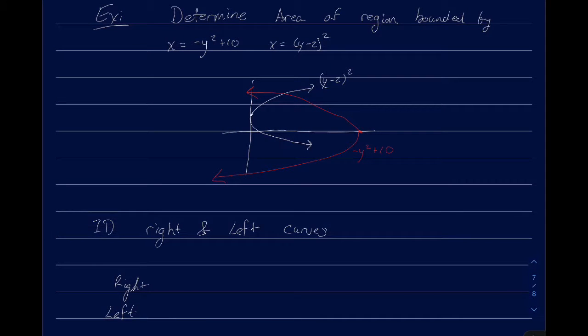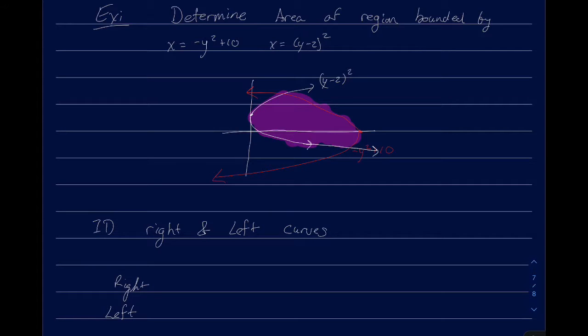For our final example, let's determine the area of the region bounded by x equals negative y squared plus 10 and x equals (y minus 2) squared. So I've graphed it a little bit. We can extend out one of the parabolas. So the white parabola is (y minus 2) squared, and the red parabola is negative y squared plus 10. So we're looking at the region in between these two parabolas, which is pretty much the purple region here.